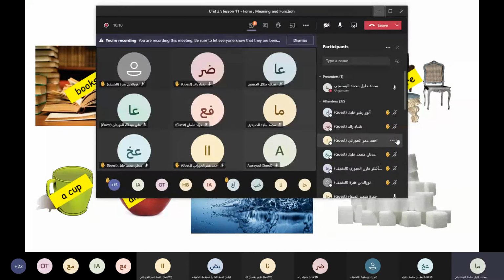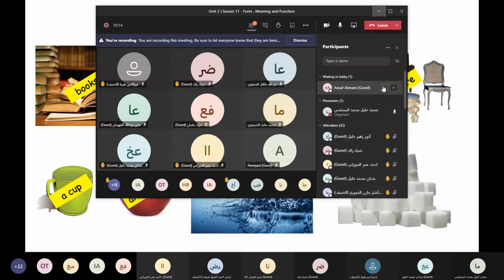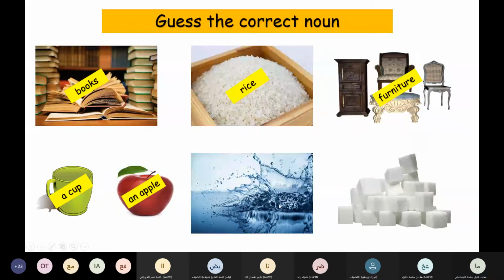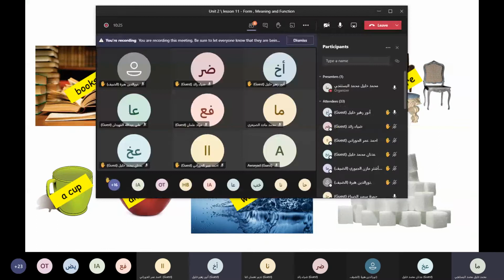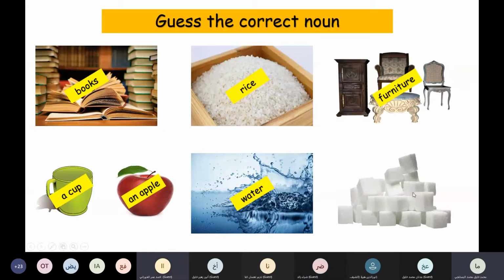Yes, Anwar. Okay. Yes. This is water. Water. Good. And the last? Ice. Or I think it is not ice, it is sugar. Sugar. Good. Cubes of sugar, but in general it is sugar.